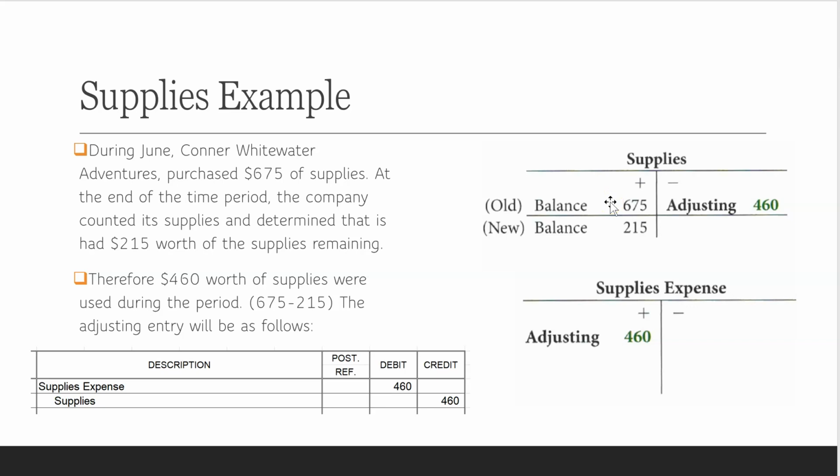The end of the month has come, or the end of the fiscal period has come, and we went in and we counted the supplies, and we found that we only had $215 left. Okay, so what we need to do is we credit supplies by $460 to bring the balance up to date to show that we only have $215 worth of supplies now. And then we are going to debit our supplies expense. Okay, so that's how an adjusting entry for supplies looks.